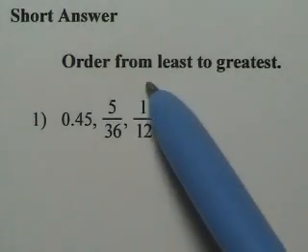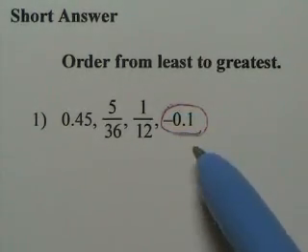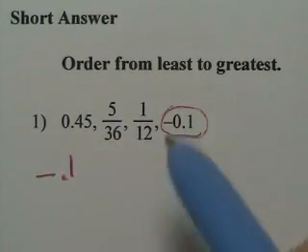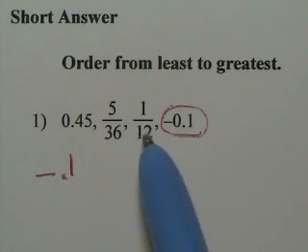On number 1, we're going to order from least to greatest. Already, this is negative. So you know that's going to be the very first one: negative 0.1. I think what I'll do is change all the rest of them into decimals. These two into decimals. It'll be a lot easier comparing them.